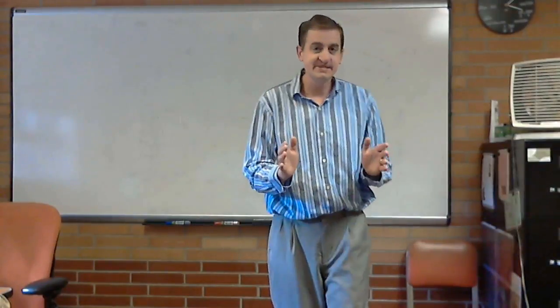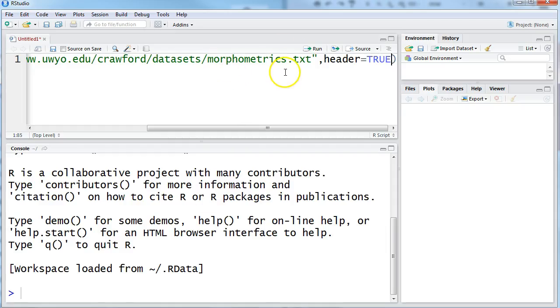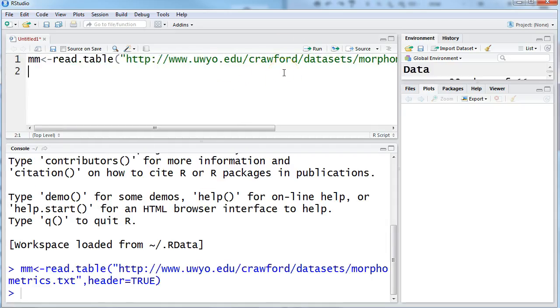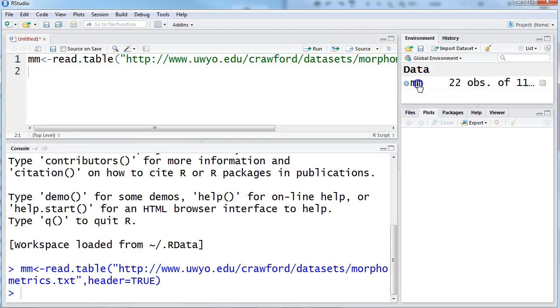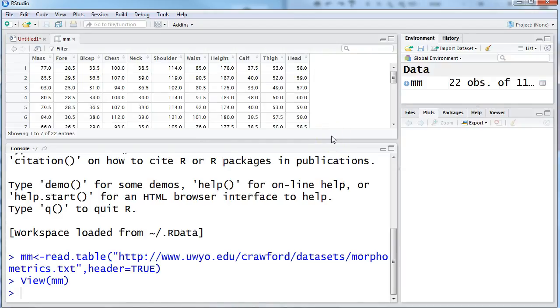Let's work with that data set, which is called the morphometrics data set. And of course, I'm not going to type out morphometrics every time we do this, so I'm just going to call it MM. This is a real data set from a Stat 50/50 class a couple of years ago, and measured mass and forearm and bicep and chest and neck and all these different measurements. And the question is, can we try to predict your mass?